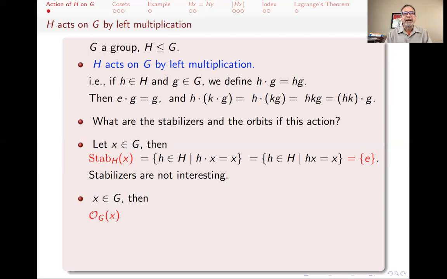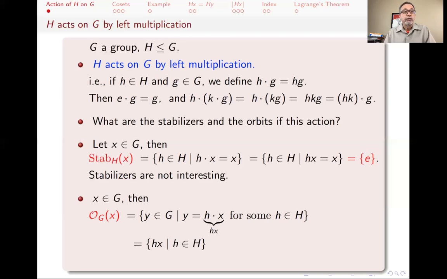What's the orbit of X in the set? It consists of all the elements of the set such that you can get to them from X by the action. There's some h such that h dot x will give you that element. And so what are those? Now, h dot x is hx. So what we really want is all the elements of the form hx. To find the orbit of X, we just keep multiplying it by elements of H, and everything we get is going to be in the orbit.